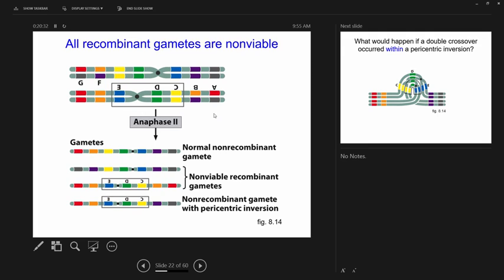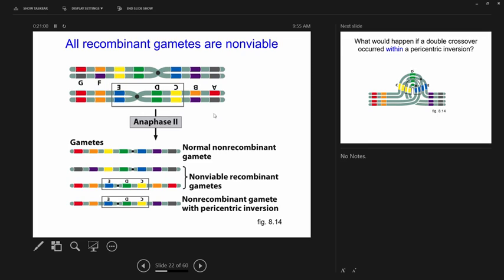With the para and pericentric inversions, you're going to get half of the gametes non-viable in each case. But unlike the paracentric inversion, in which sequence was lost so that all the non-viable gametes had sequence gone, here the non-viable gametes are each going to be missing some sequence and have some extra sequence.